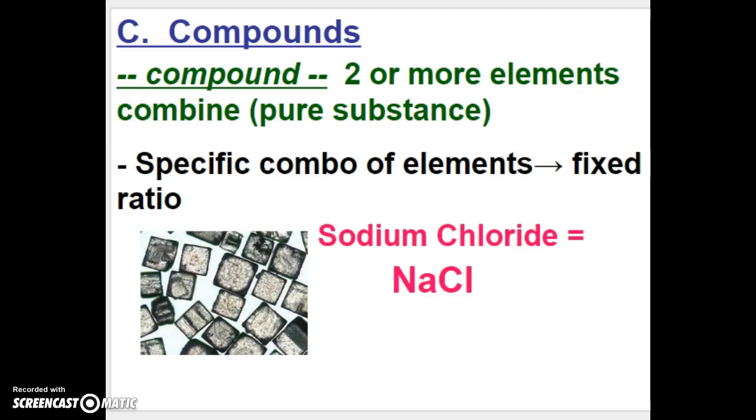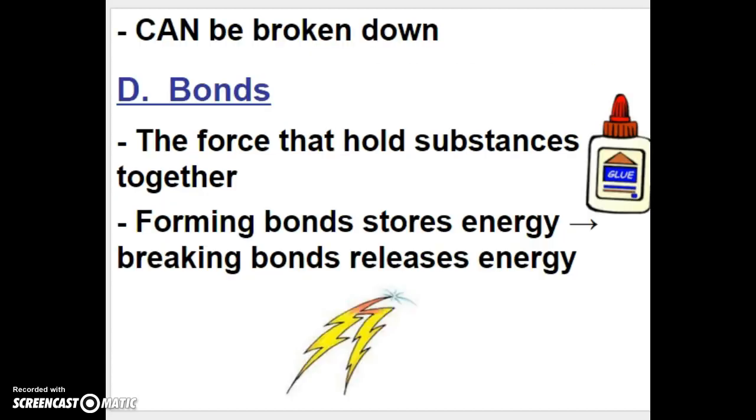Just like water. Water is H2O. Okay? 2 hydrogens, 1 oxygen. H2O2 is hydrogen peroxide. Adding that extra oxygen on the end makes that substance behave very differently. Compounds can be broken down into simpler elements.